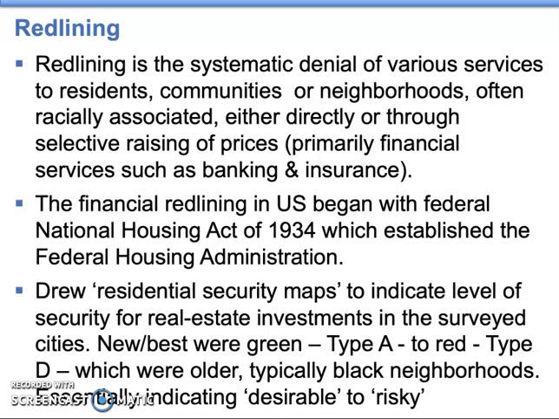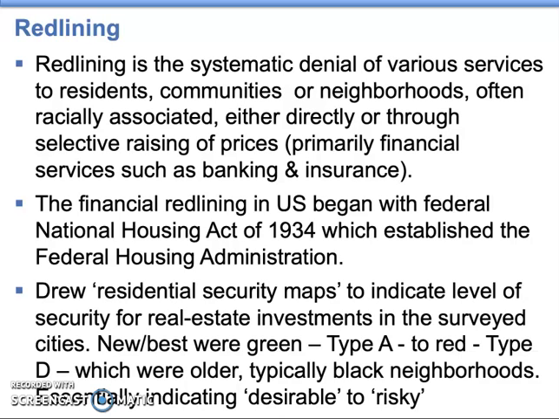Financial redlining in the U.S. began with the Federal National Housing Act of 1934, which established the Federal Housing Administration. So this redlining actually was started at the federal government level, right? And this act, the National Housing Act of 1934, notice the date there.